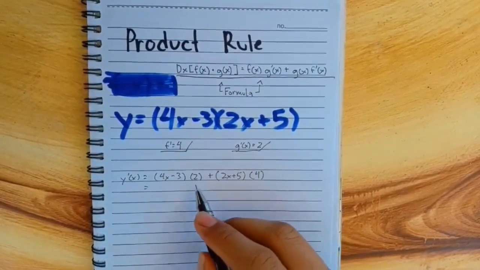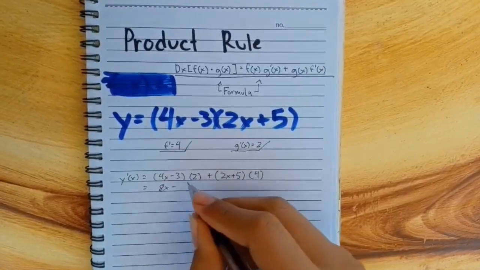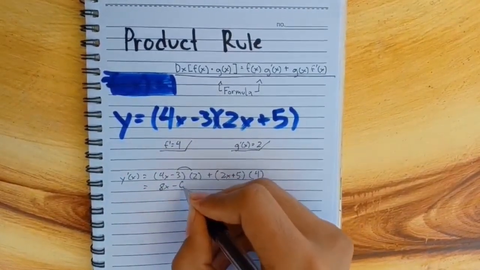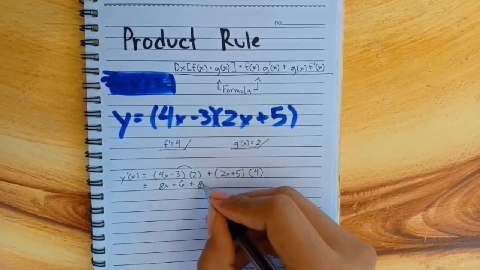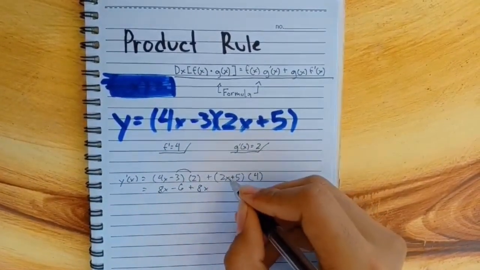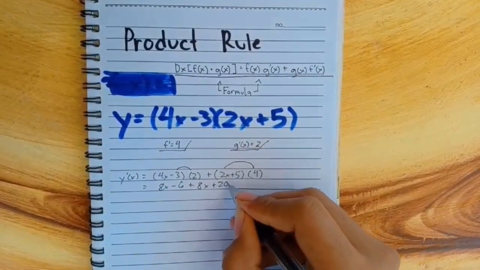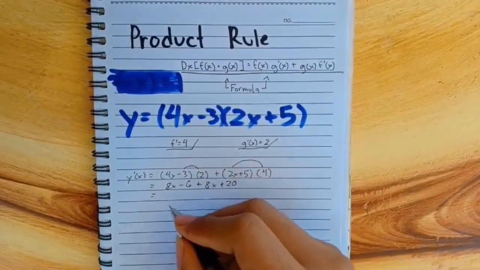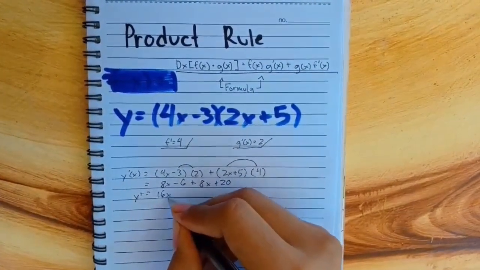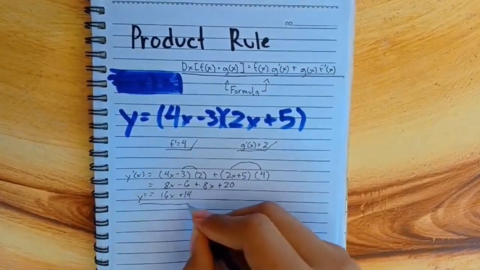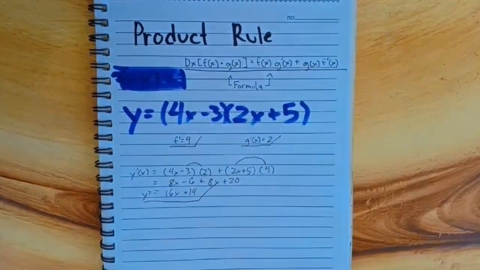4x times 2 is equal to 8x minus 6, plus 8x and 20. And we just combine like terms. And now we got our final answer, which is 16x plus 14.